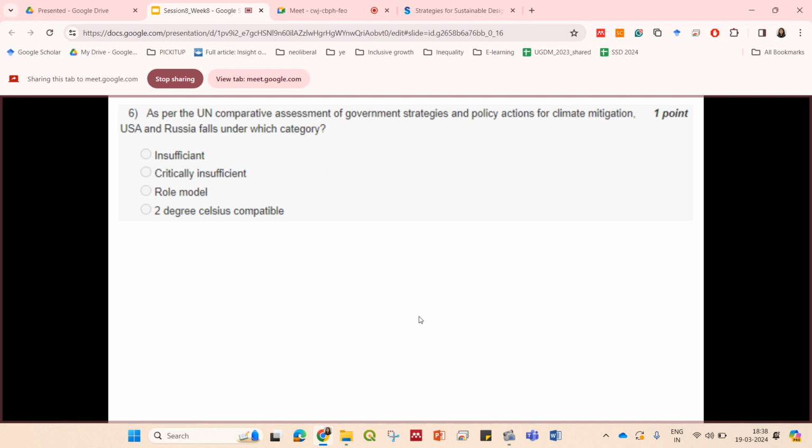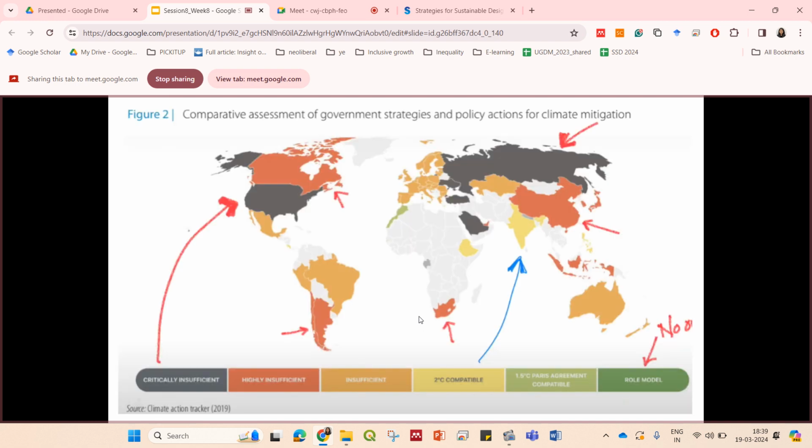Our next question is, as per the UN's comparative assessment of government strategies and policy actions for climate mitigation, USA and Russia fall under which category? You have several options: insufficient, critically insufficient, role model, or compatible, which is compatible with a 2 degrees Celsius rise.